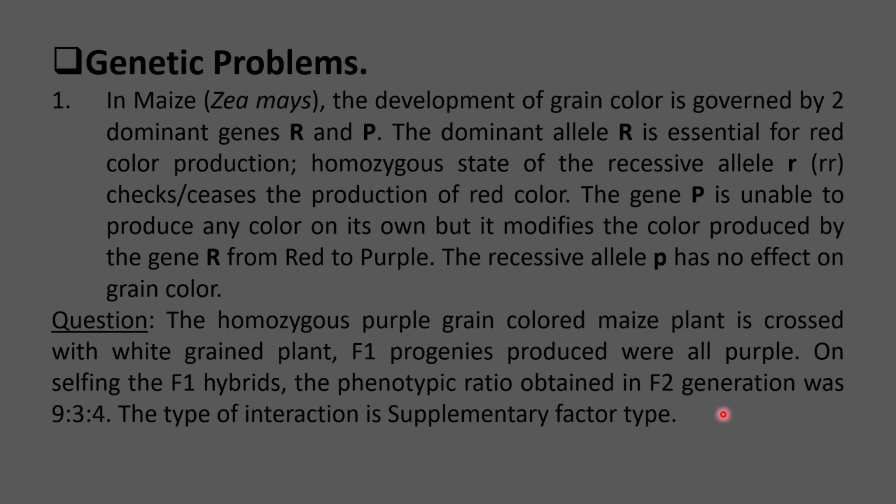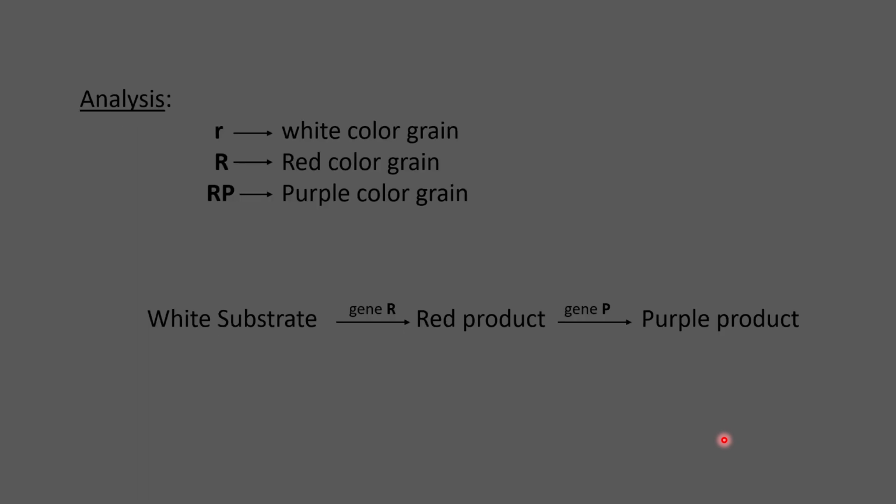So, since the ratio is available and the parental types are available, we'll easily move on to the crosses here. Before moving on to the crosses, we need to analyze the question, right? The question says whenever dominant R is present, that produces a red color of the grain. And whenever the dominant allele P is present along with the dominant allele R, then the red is converted into purple grain color. So that is the analysis here.